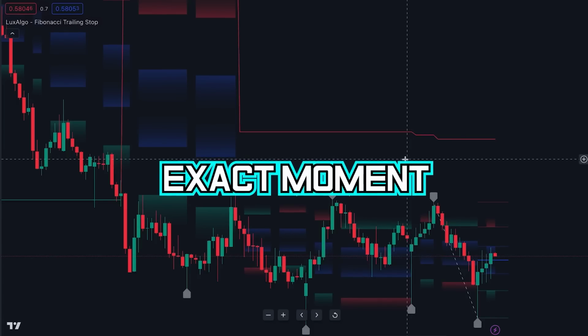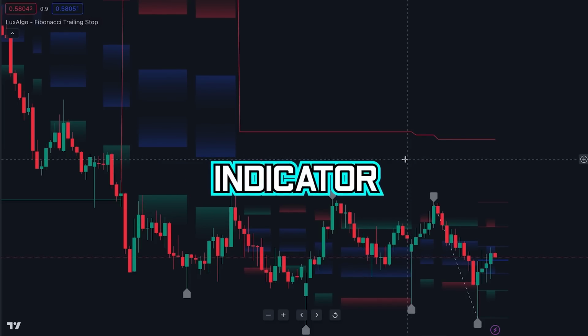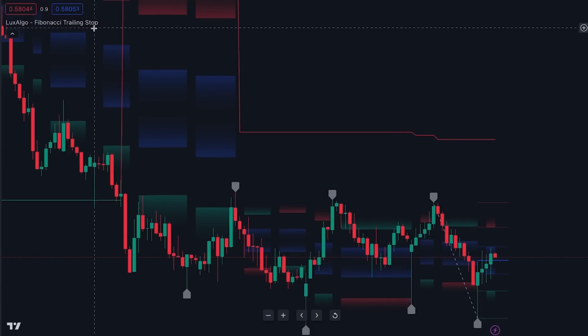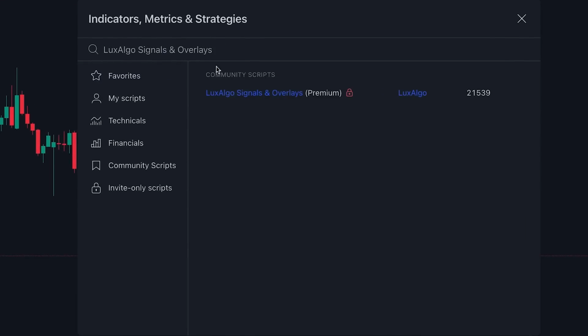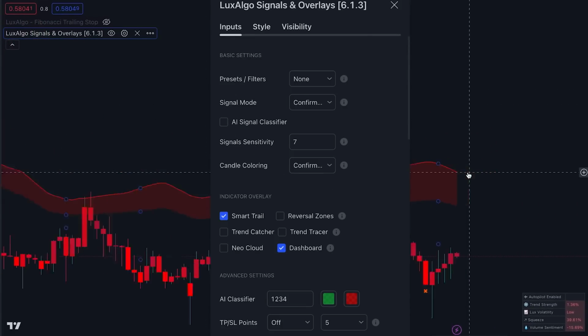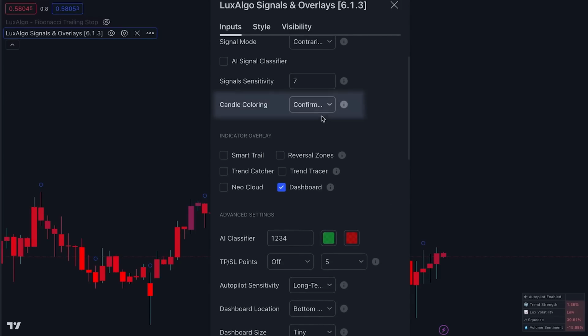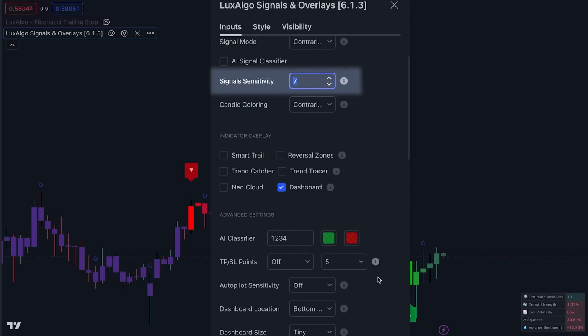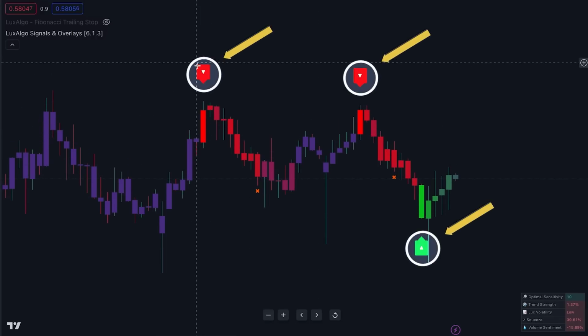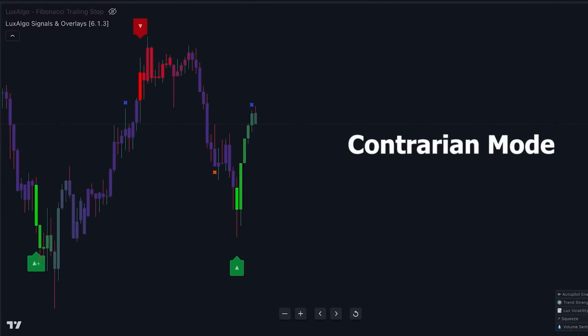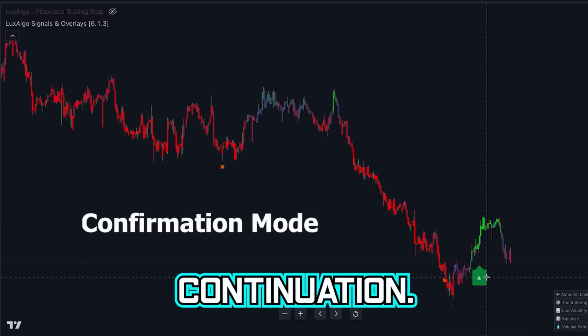To pinpoint the exact moment to click buy, we'll need another indicator to serve as our trigger. Head over to the Indicators tab and search for LuxAlgo Signals and Overlays. Add it to your chart. In the settings, switch the signal mode to Contrarian plus exits, disable the Smart Trail, and change the candle coloring to Contrarian. Finally, reduce sensitivity to 7. This indicator plots signals that can be used to confirm the direction of the market. The Contrarian mode is specifically designed for finding reversals, while the Confirmation mode is for trend continuation.